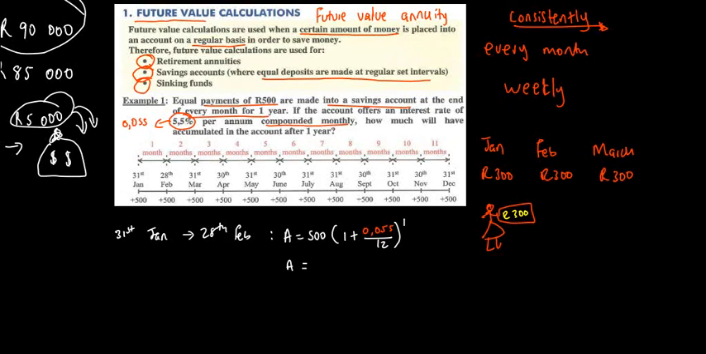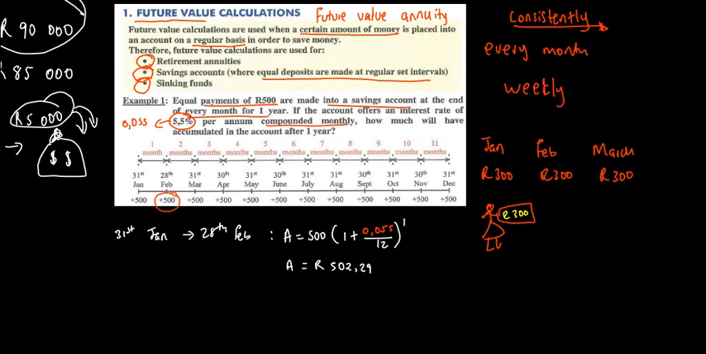Yeah, you get 502.29. It means in 1 month you have earned 2 rands. It's better than nothing. Then you go from February to March. So on February to March, what happened? You deposited another 500. I get it.